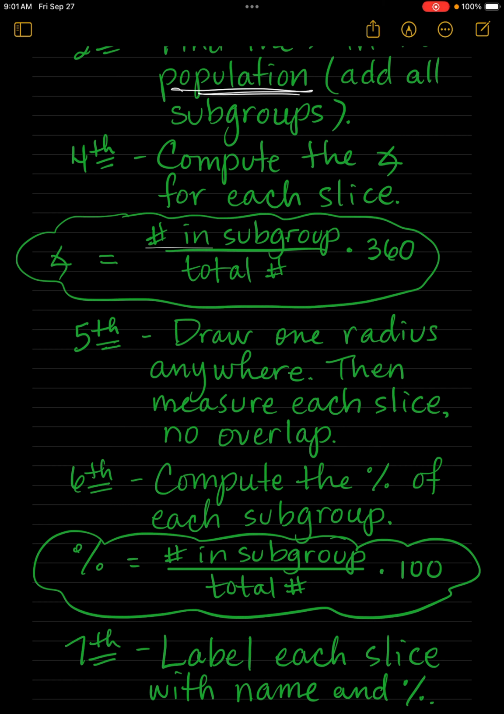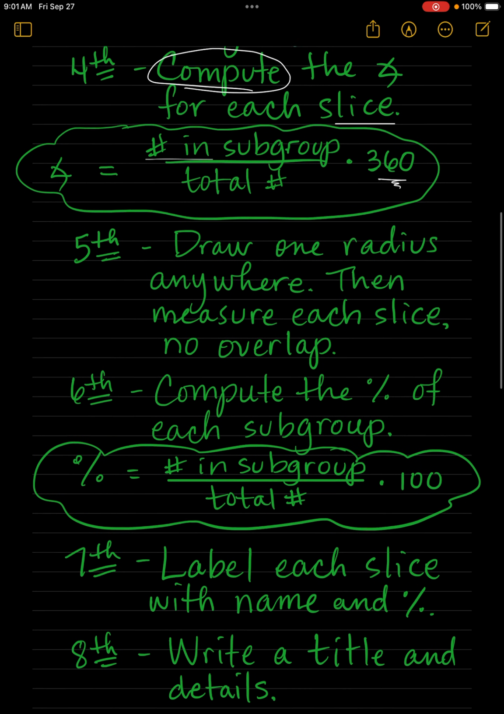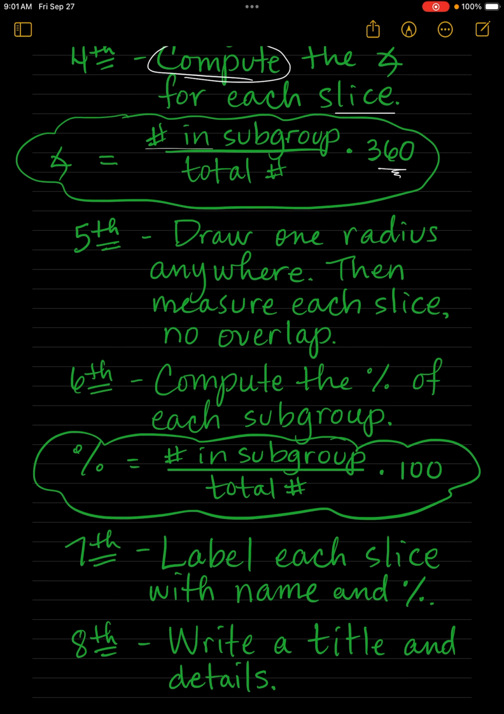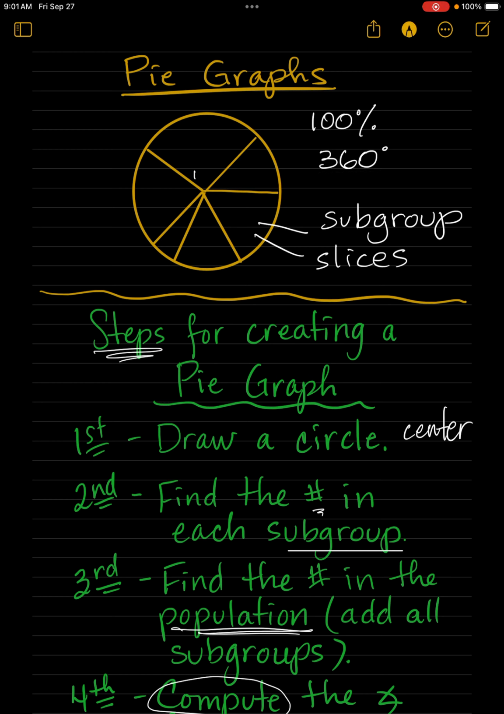Now, here's probably the hardest part. You want to compute the angle for each slice. The way you do that is you take the number in the subgroup and divide it by the total number times 360. So it's a part of the whole. That's going to tell you how many degrees to make that slice. Once you know the angle for each slice, so for example, let's say this one's 100 degrees and this one is 80 degrees and this one is 45, all these angles are going to add up to 360.